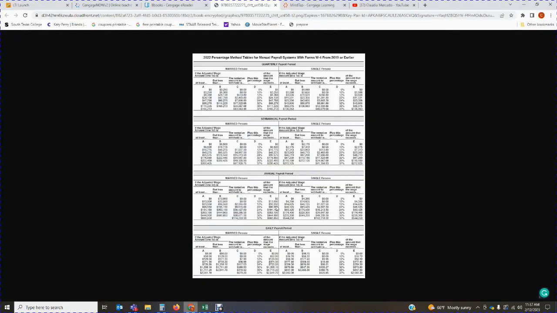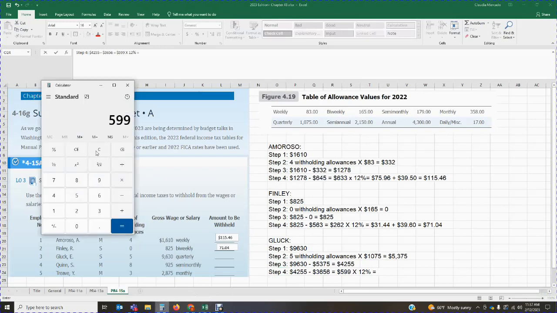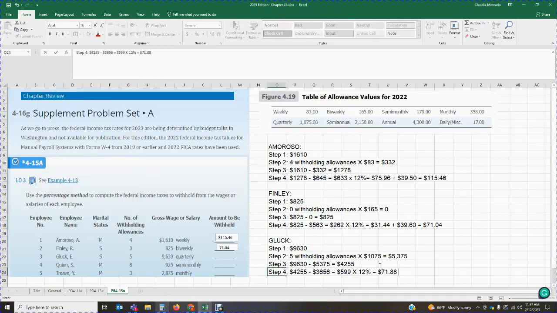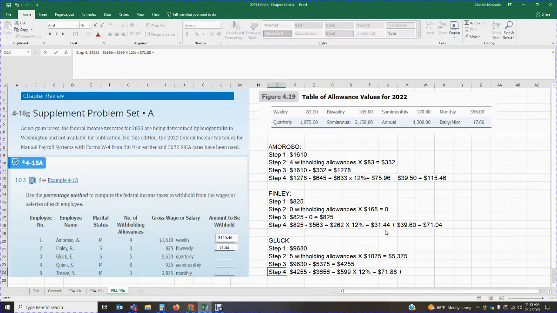We're going to multiply that by the rate in that particular column. The rate is 12%, so we're going to multiply by 12%. And then that gives us $5.99 times 12%, which is $0.72. And then I'm going to add any additional amount included in column C. The additional amount to be withheld is $256.80. That is the additional amount that we're going to withhold from this employee.